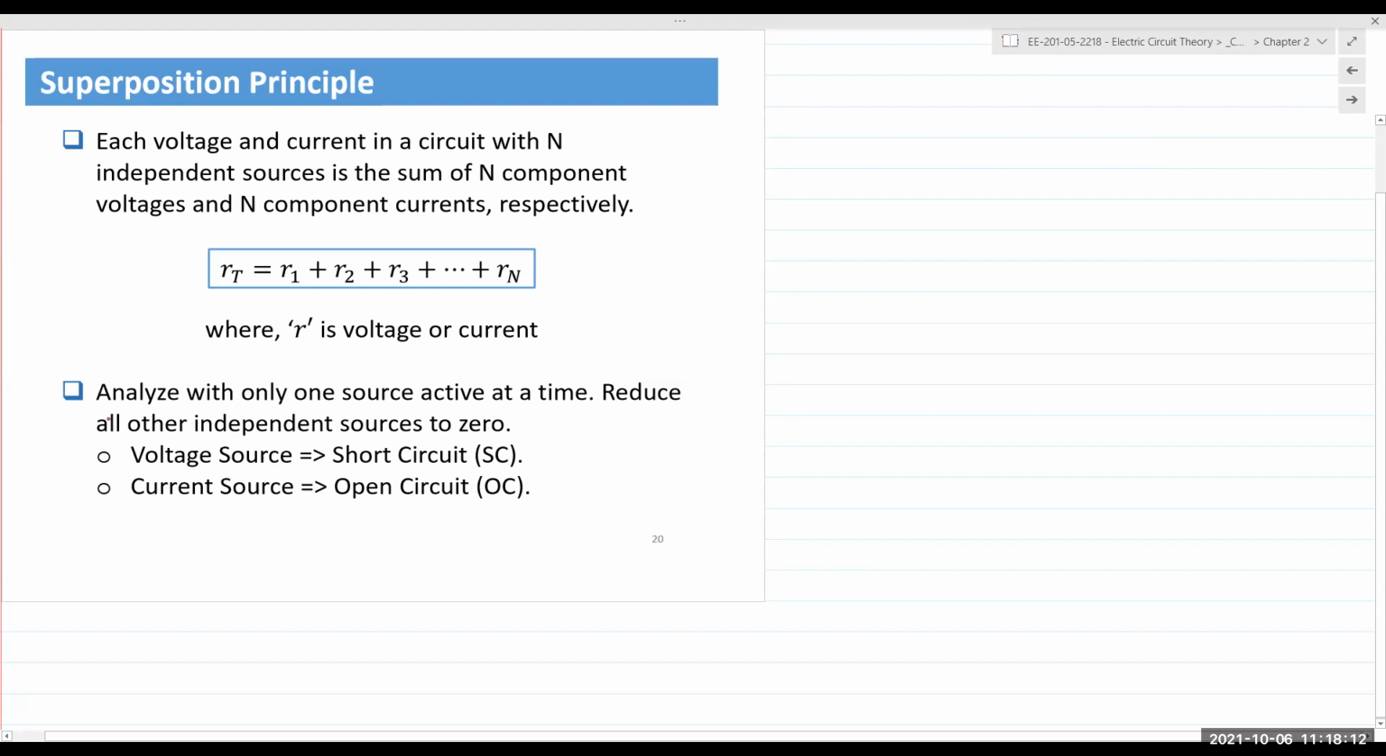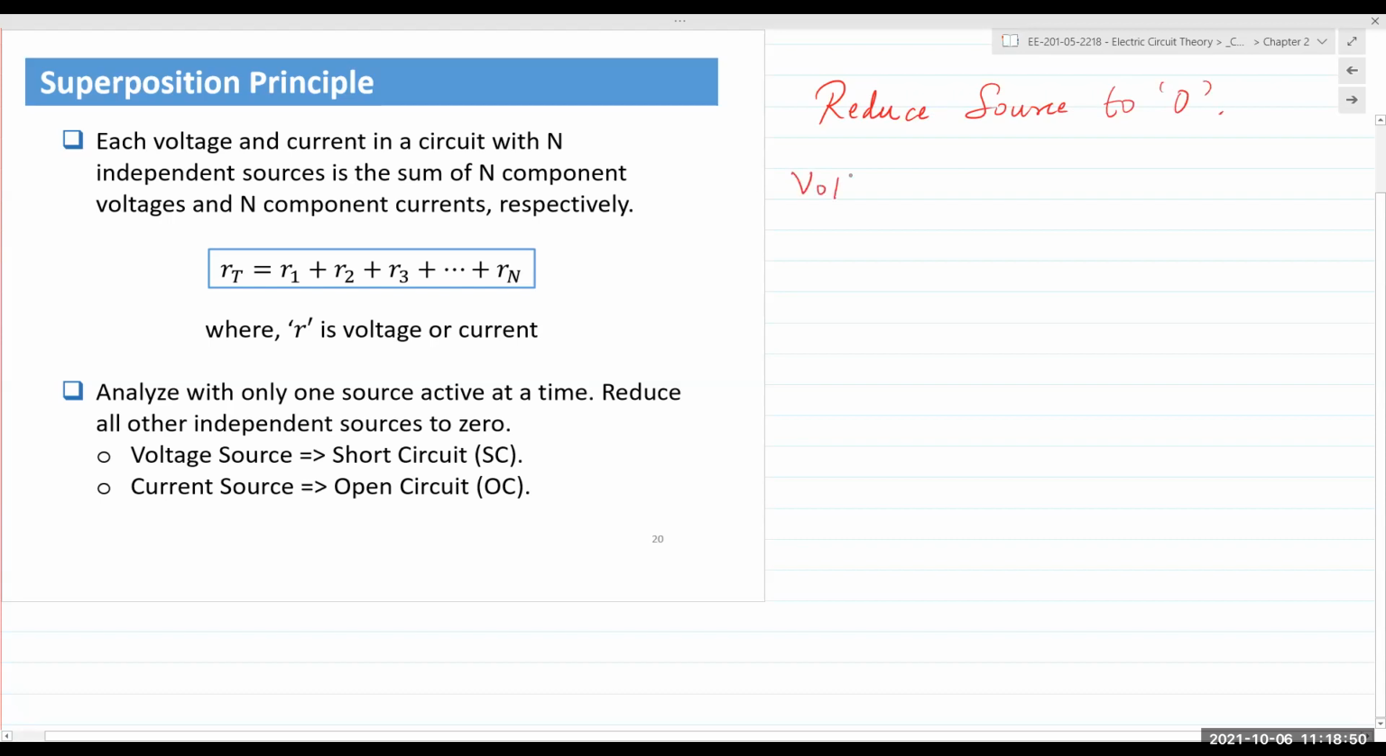Okay. So we reduce the independent sources to 0 by replacing a voltage source with a short circuit and a current source with an open circuit. And I will explain how and why we can do that. We remove the voltage source from the circuit, we remove the current source from the circuit, and in its place, we put something else. And we'll see how and why. So, reduce a source to 0.